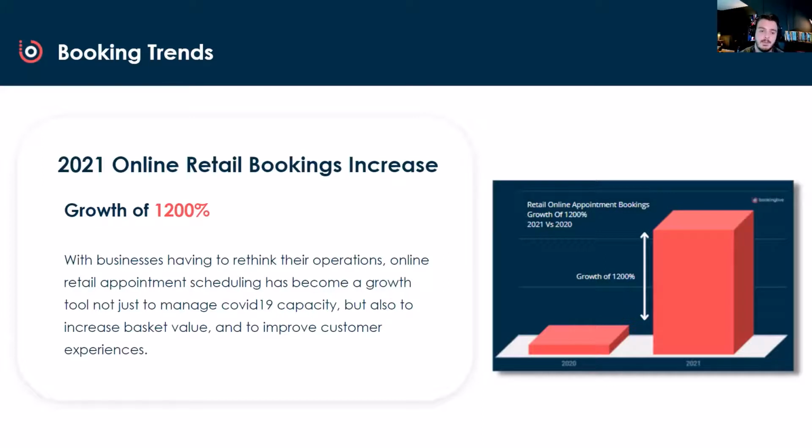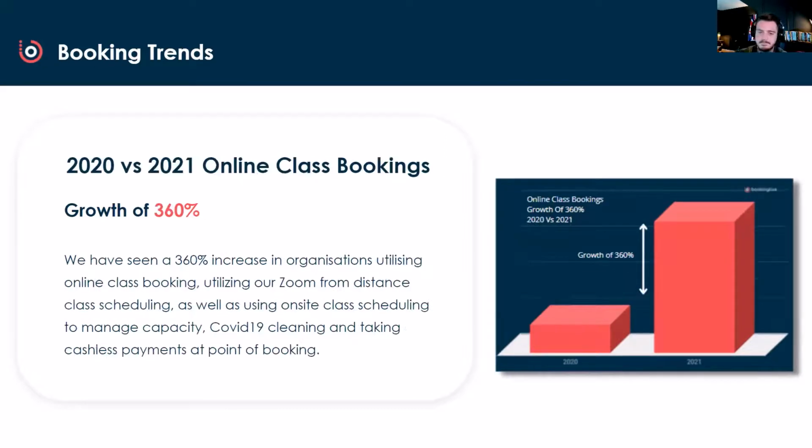And COVID has obviously had a big impact on that. But a lot of businesses have had to rethink their operations. They need to bring online retail appointment scheduling so that it can provide a growth tool for them, not just to manage COVID-19 capacity, but also to increase basket value and improve the general customer experiences. It's about increasing the proximity between you and your customers and increasing the volume of interactions that you're having. The next one here is courses and classes.